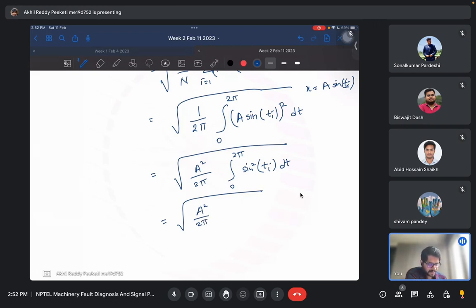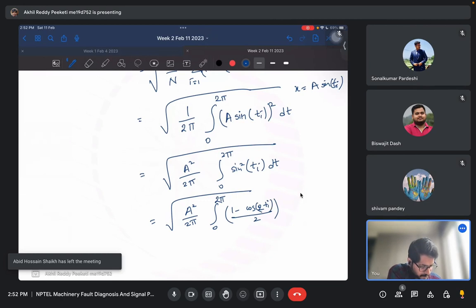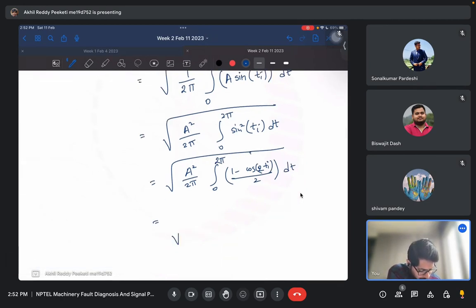So we don't directly know it for sine square, so what we can do is convert it into cos. So sine square you can write as (1 minus cos of 2t) by 2 dt. So then this becomes, so what would be the integral of cos? It is sine.